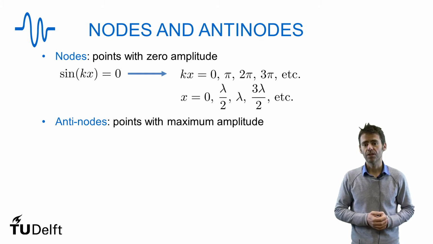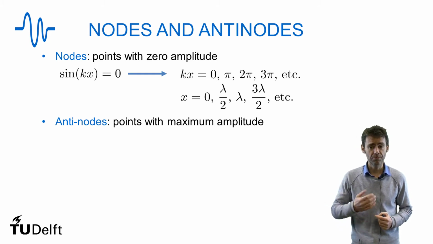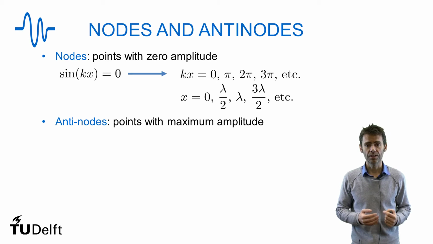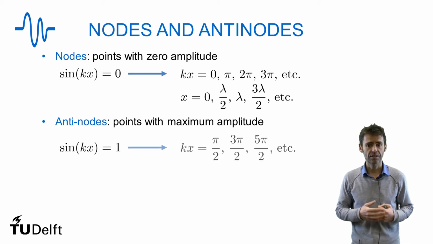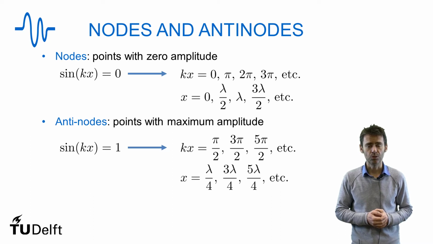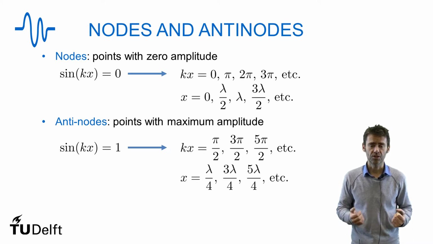Now, you can also have antinodes. These are the points with maximum amplitude, and they occur where sine kx equals 1. In this case, this occurs at kx equal to pi over 2, 3 pi over 2, 5 pi over 2, etc. Now, the locations of these oscillations, these antinodes, are at x equal to lambda over 4, 3 lambda over 4, 5 lambda over 4, etc.